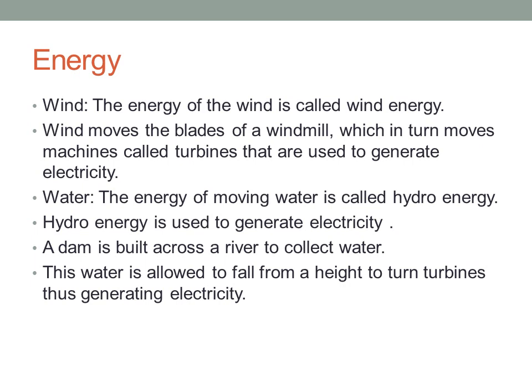Water. The energy of moving water is called hydro energy. The energy we get from moving water is called hydro energy. Hydro energy is used to generate electricity. If you see a river, a dam will be built there. The water is allowed to fall from a height to turn the turbines, thus generating electricity.